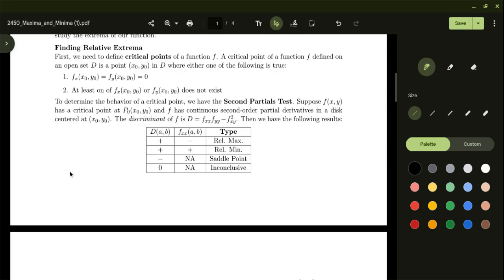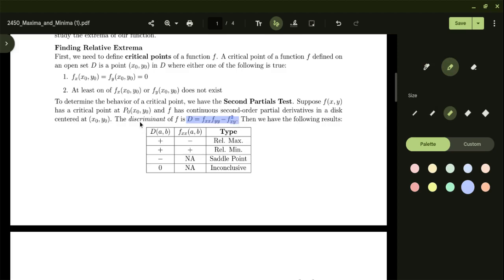And then we could also have the case where one or both of those partial derivatives evaluated at our critical point does not exist. Those are critical points that we are then going to test using our second partials test. After we have found those critical points, we use this equation here, called the discriminant of our function. Here you see we have to take some second order partial derivatives of f with respect to x, y, and both x and y.